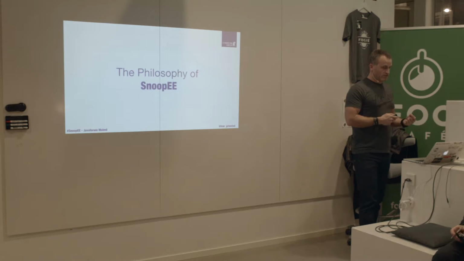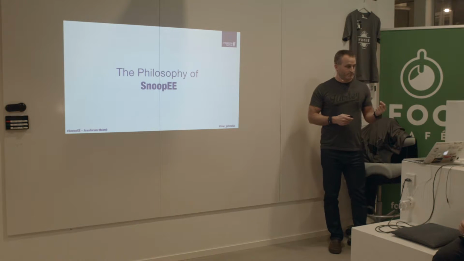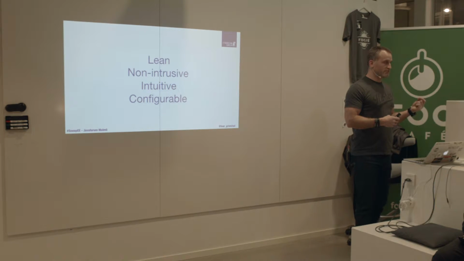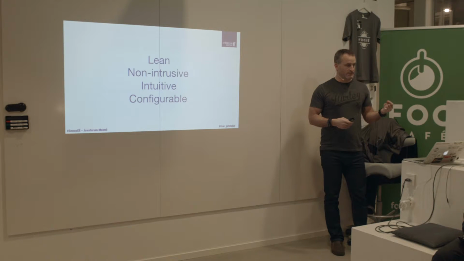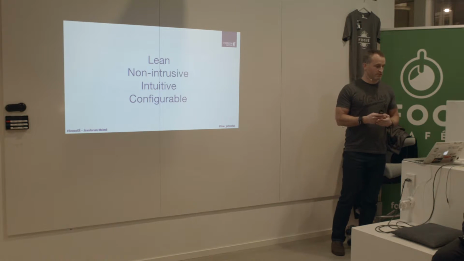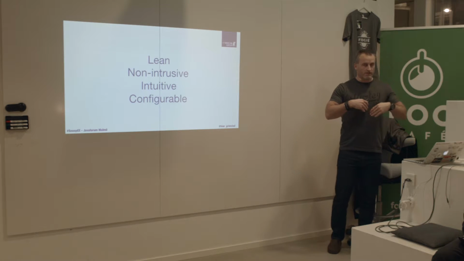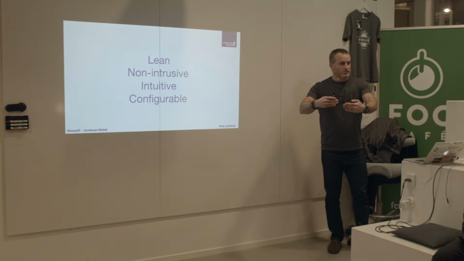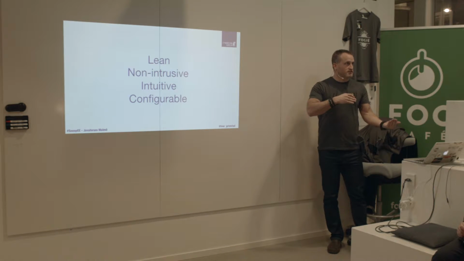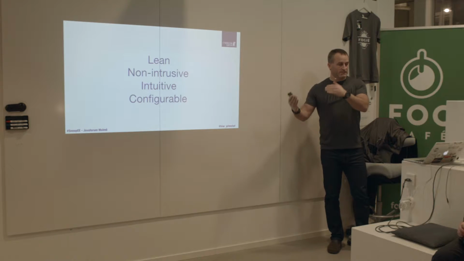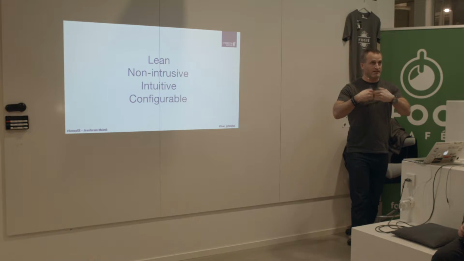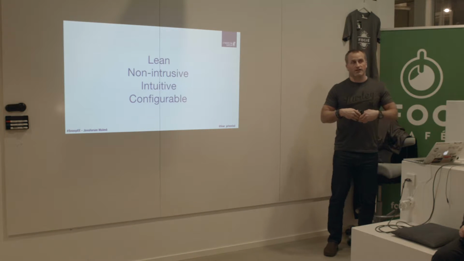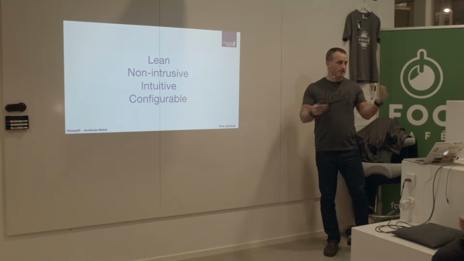So the philosophy of SnoopEE is that it's lean, it's non-intrusive, it's very intuitive, and it's very easily configurable. I don't want it to be intrusive in your code, so that you have to do a lot of code changes just to enable SnoopEE. I just want you to add the annotation, some config file, and then you're good to go. And maybe in the future, I'll even get rid of the annotation, so you can just add the configuration file.